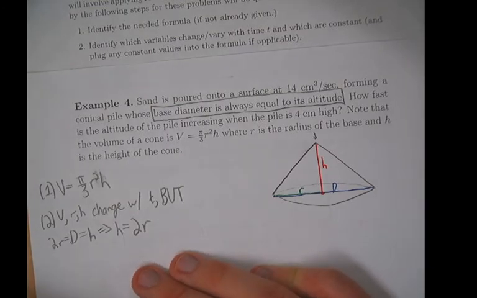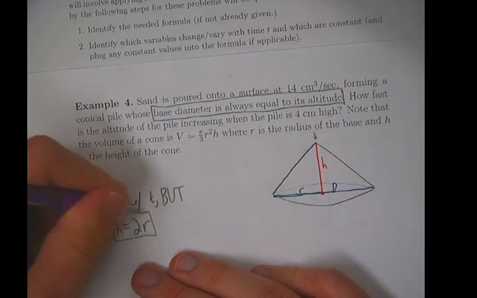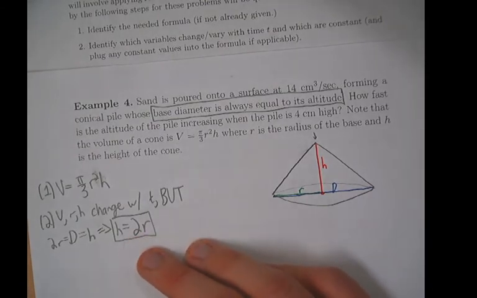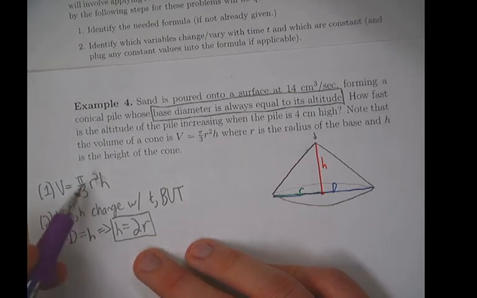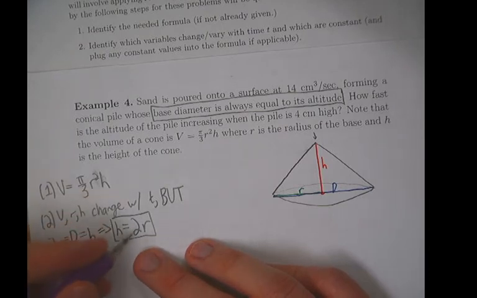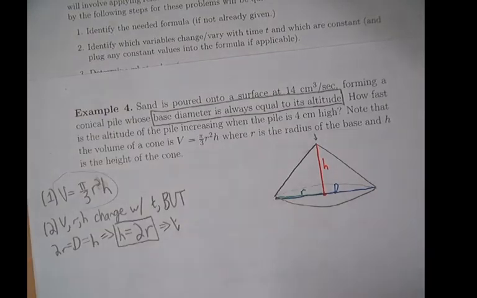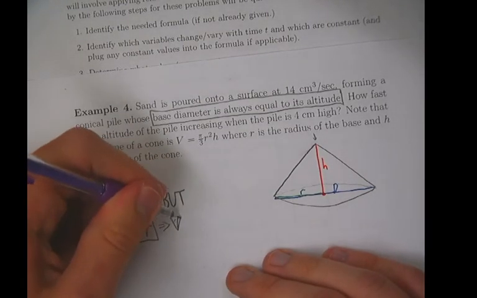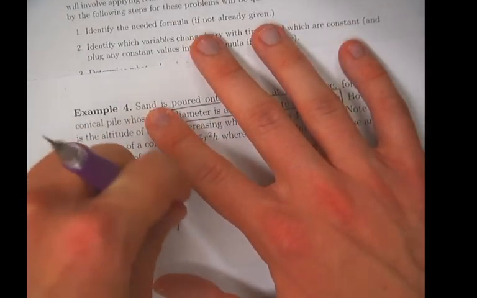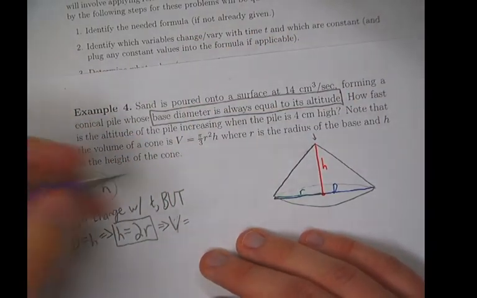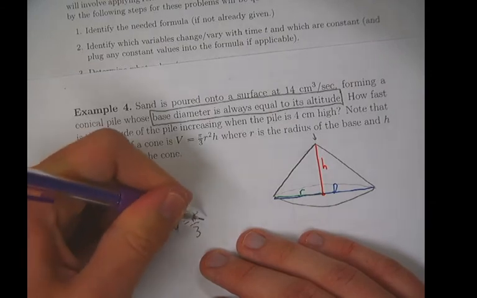So that's one nice thing about what this relationship gives us. So what we can do with that is plug this relationship into our formula here to get that V. So V, there we go, is then equal to pi over 3 times r.